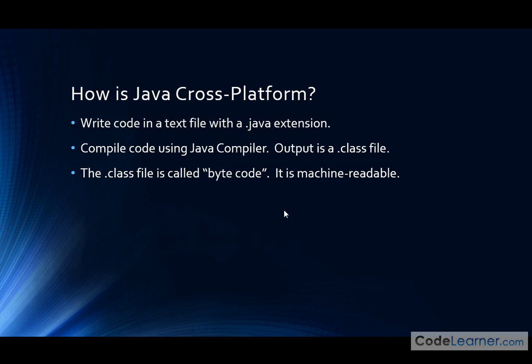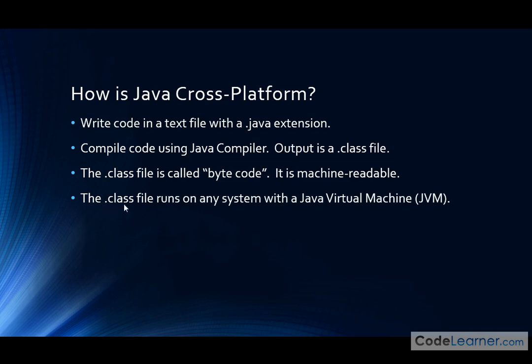Now, the .class file can run on any system with what we call a Java virtual machine. Here's where we get into some of the terminology. I'm trying to make this easy for you. Java virtual machine is a big fancy word. Basically, it's a piece of software on your computer that lets you run Java programs. All modern operating systems are going to have a Java virtual machine available. Windows has one, Mac OS has one, Unix has one, and even Android devices have one.